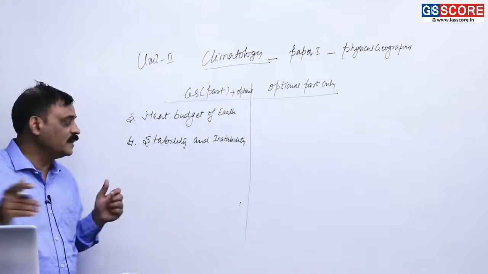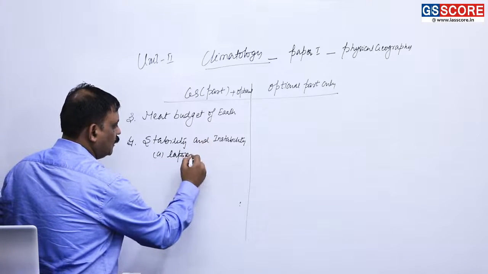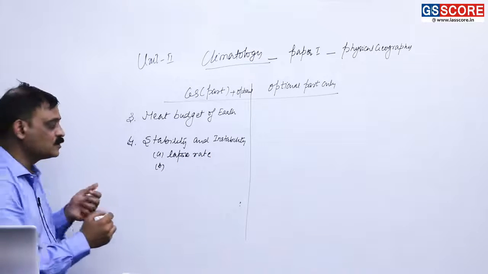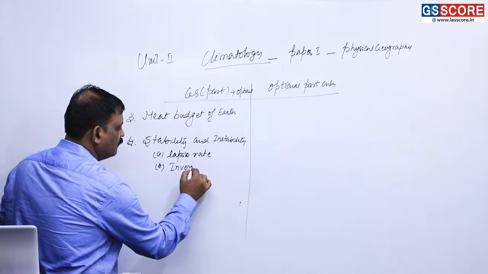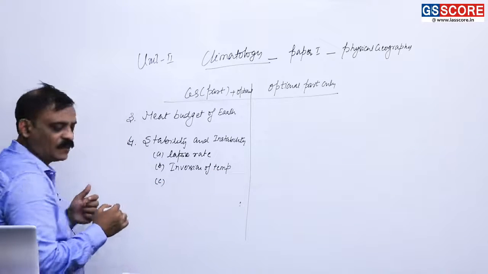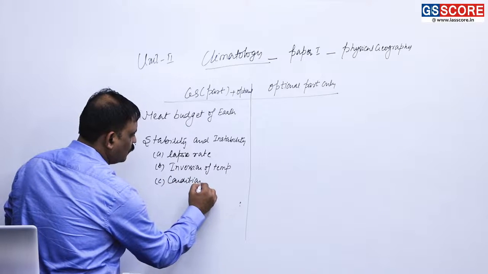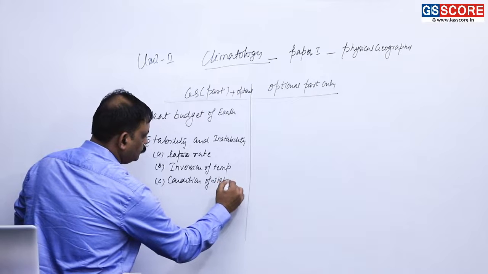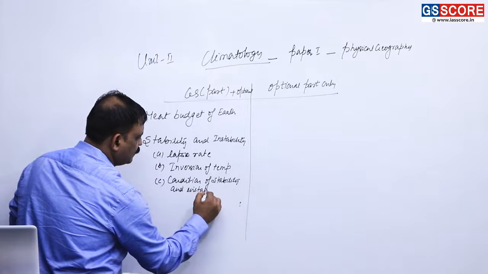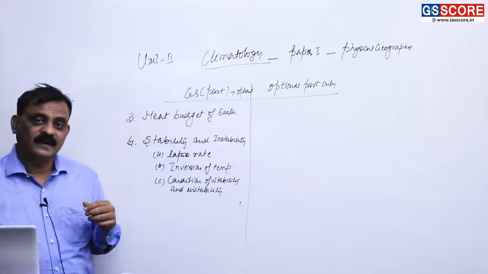इसके अंदर में आप क्या पढ़ते हैं? इन दिस टॉपिक आप स्टडी करते हैं अबाउट द लैप्स रेट. ओके, नॉर्मल लैप्स रेट जो होता है उसके बारे में आप स्टडी करते हैं. You also study about the inversion of temperature. ओके, इन्वर्जन ऑफ टेम्परेचर के बारे में भी आपको स्टडी करना होगा. You are also expected to study about the conditions of stability and instability. That also we are expected to study in this particular topic.